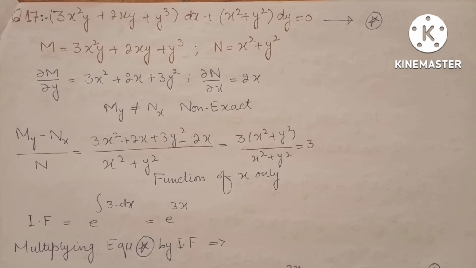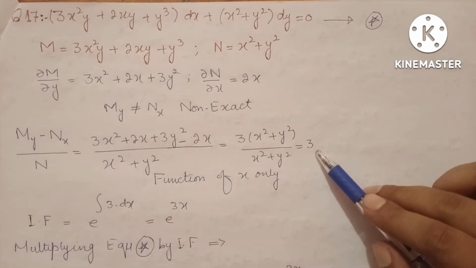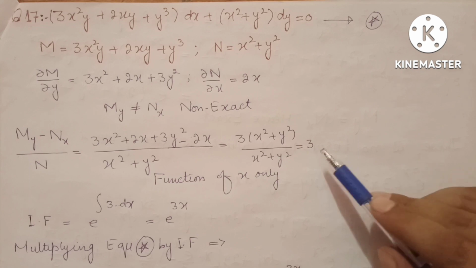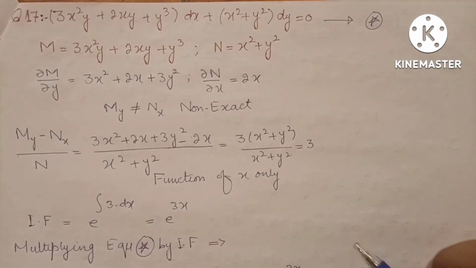So we will try to find the integrating factor. For this we will get the value of (∂M/∂y − ∂N/∂x) divided by N. After putting the values, we get 3, and 3 is a function of x, because we can write 3 as 3 into x raised to power 0. So we will find the integrating factor, which is e raised to power integral of 3 dx. This means it is equal to e raised to power 3x.